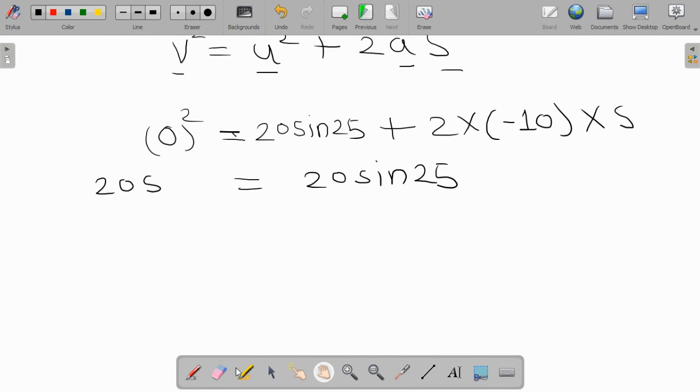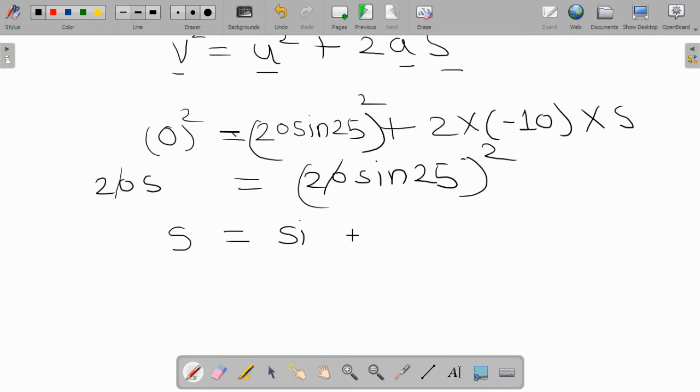The next step would be to simplify this. Let me correct this. This is 20 squared. So 20 will go off and s will be equal to 20 sin squared 25.